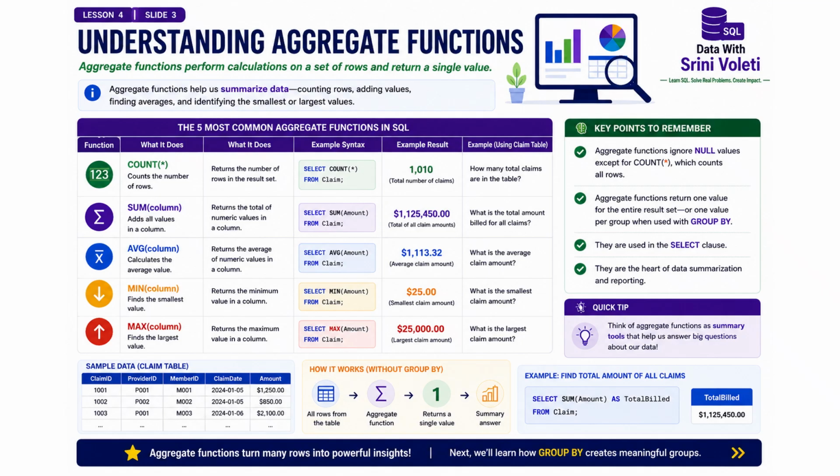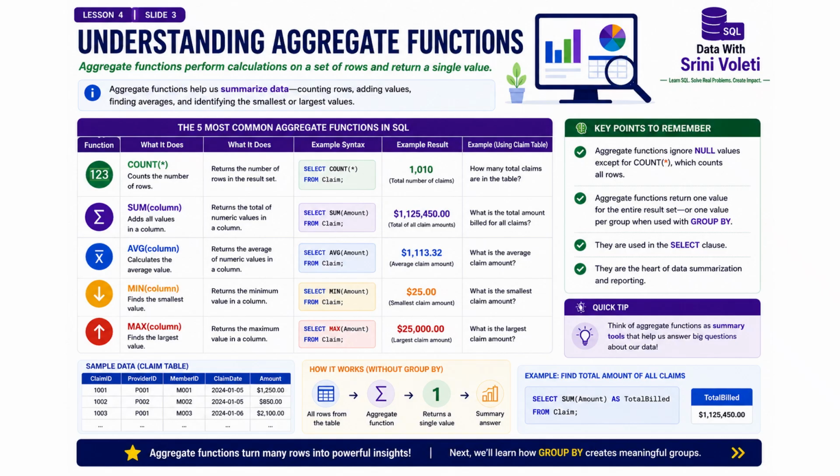For example, if your manager asks how many insurance claims did we process this year, you don't count them manually. SQL does it instantly using count. Now next, let's go to the next aggregate function, sum. The second function, sum, adds together all the numeric values in a column. If your manager asks, what is the total amount billed this year? Sum gives you that answer in a single calculation.